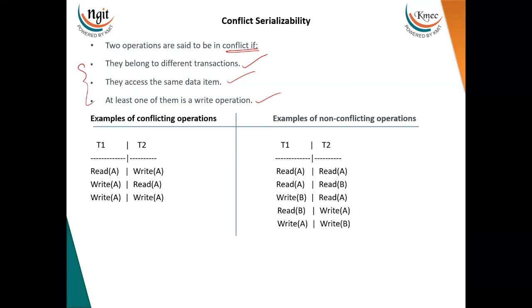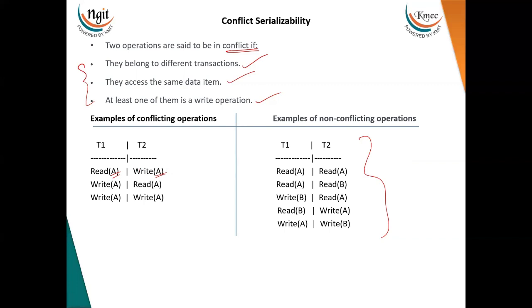Let us understand these 3 points by taking these two different examples. Here is an example which shows you the conflicting operations, and this is an example which tells you about the non-conflicting operations. Firstly, we have T1 and T2 transactions. And you can see a read operation performed by T1 on account A, while a write operation is performed by another transaction, T2, on the same account A at the same time interval.